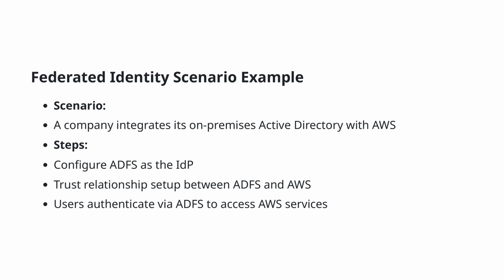First, you need to configure Active Directory Federation Services, ADFS, as the identity provider, IDP. This is crucial for establishing the trust relationship between ADFS and AWS, enabling seamless authentication. Once this trust relationship is set up, users can authenticate via ADFS to access AWS services. This setup allows for a streamlined user experience, maintaining security and authentication standards while accessing resources across different platforms.